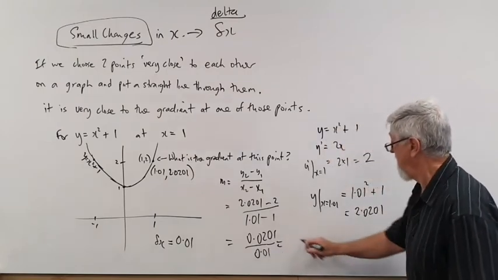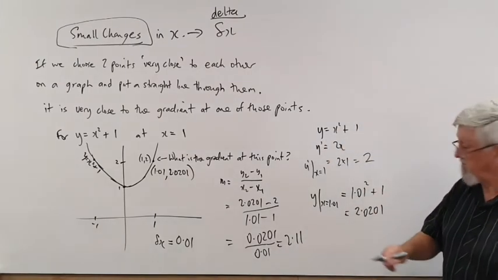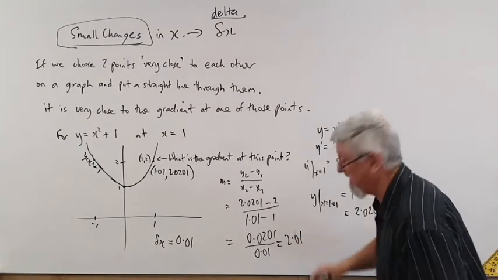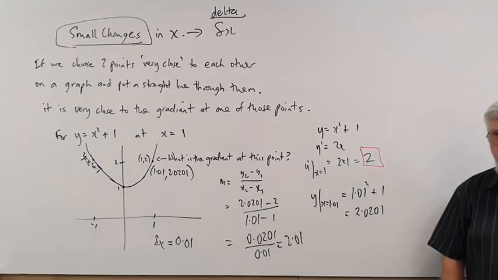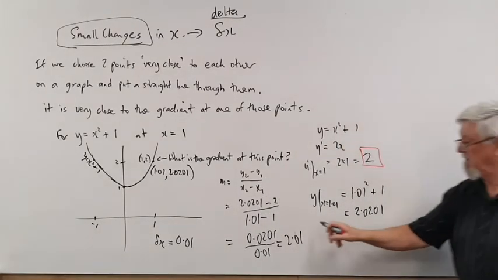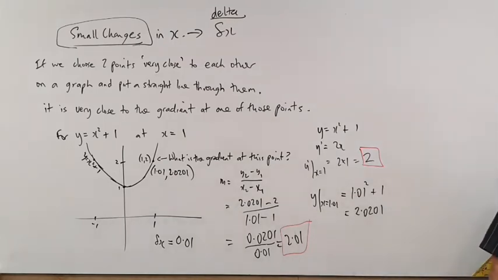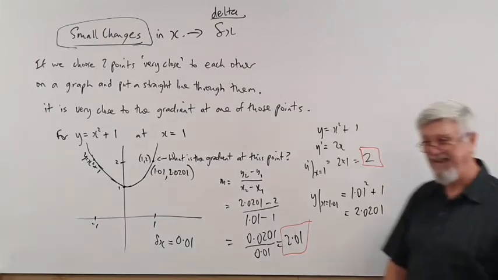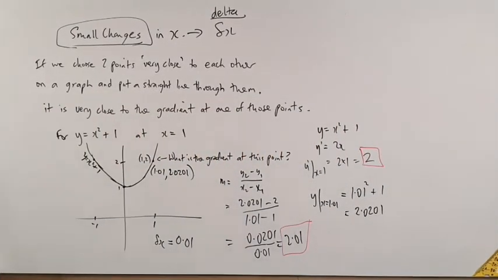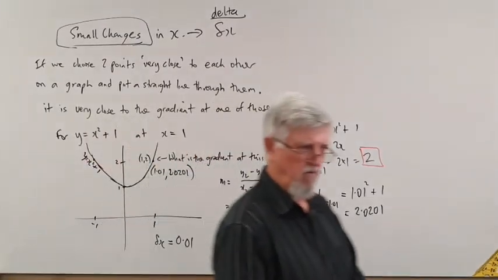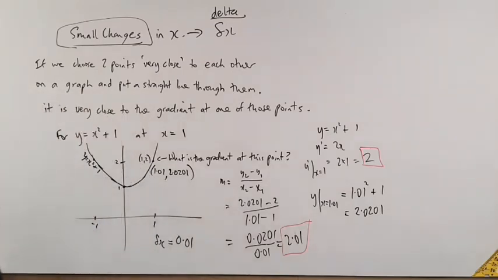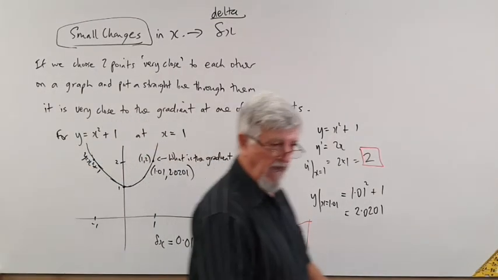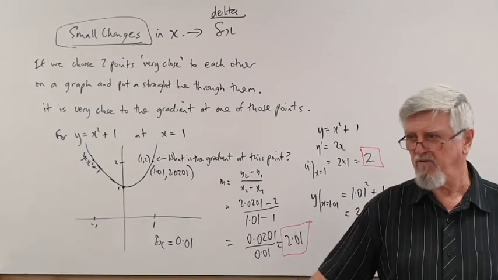What was the real gradient? 2. What's our approximation for the gradient? 2.01. Was that pretty good? It's pretty impressive. So now what you can do is apply that to some horrible cases that you can't differentiate. We could go to a graph that you've never seen before and apply that to it, because you didn't know how to differentiate it.